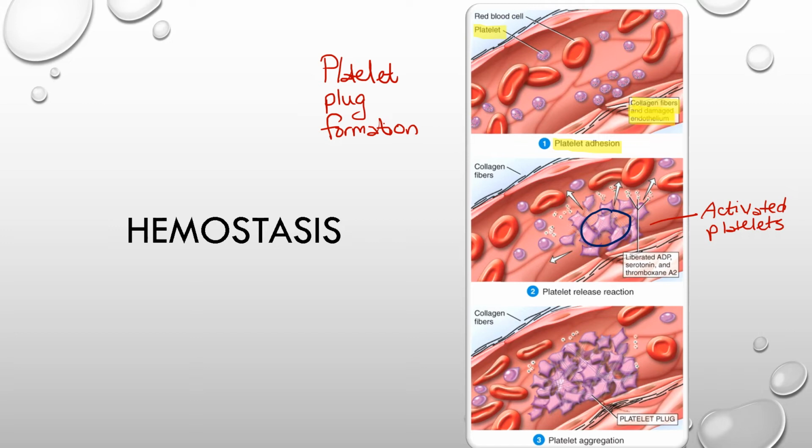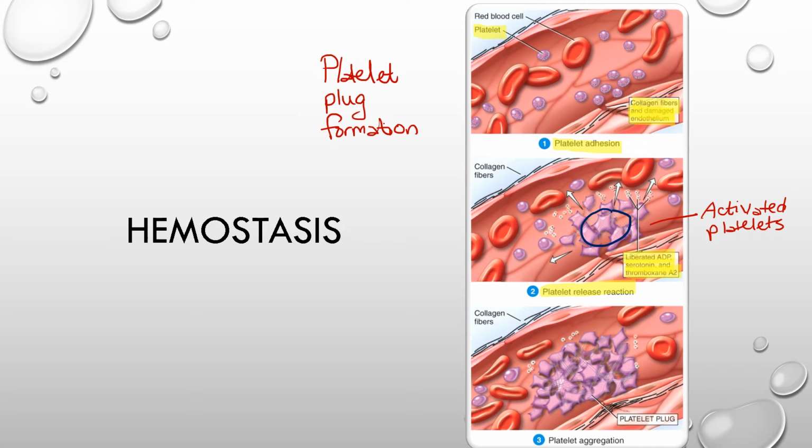They also begin to liberate or release the contents of their vesicles. So this phase is called the platelet release reaction. They are going to release ADP, serotonin, and thromboxane A2.